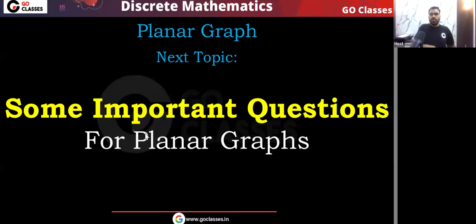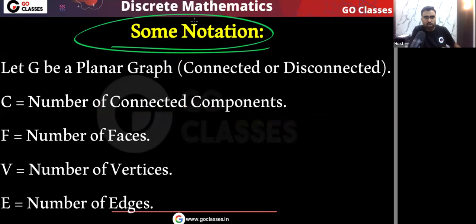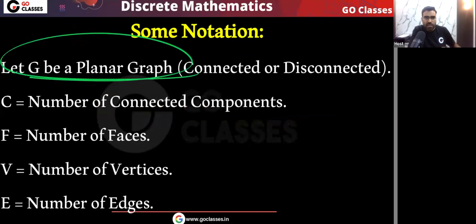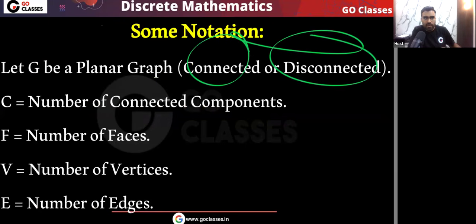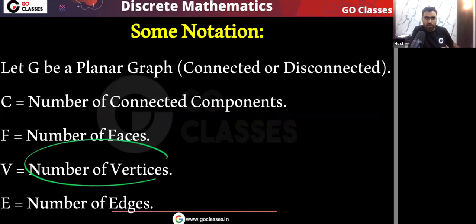Now let's solve some important questions related to planar graphs. One by one, you tell me the answer. First, let me tell you some notations. If G is a planar graph, it can be connected or disconnected. C is the number of connected components. F is the number of faces. V is the number of vertices. E is the number of edges.